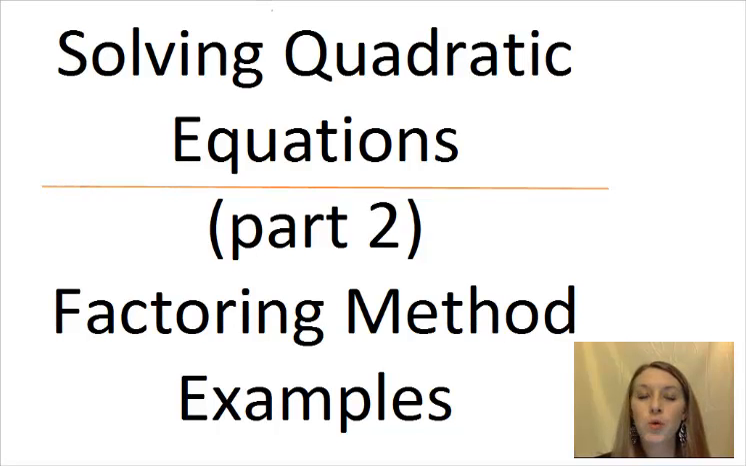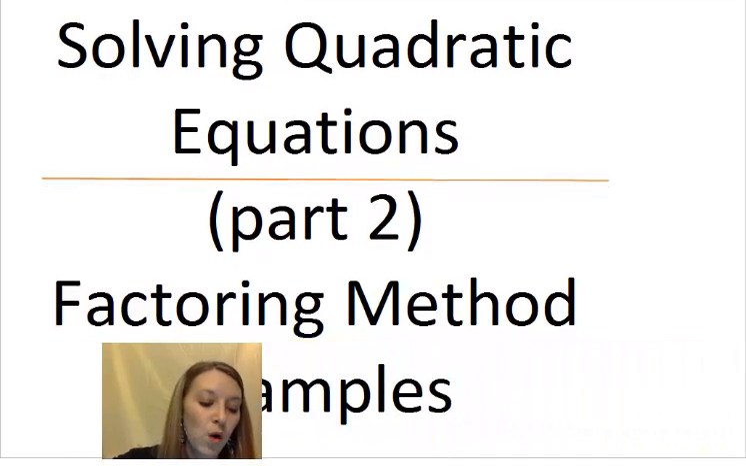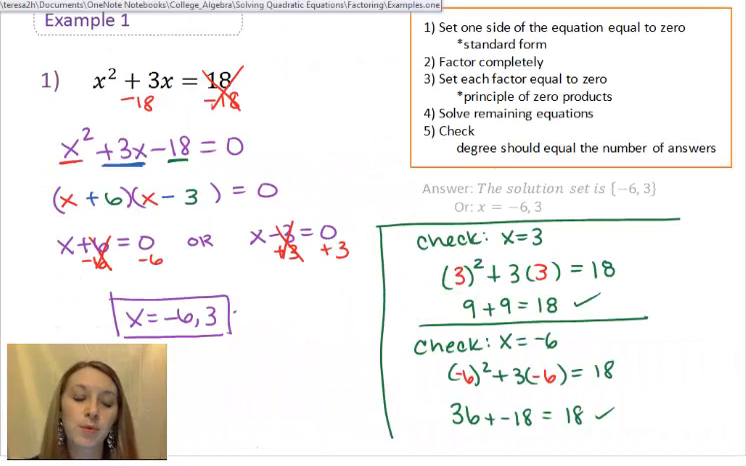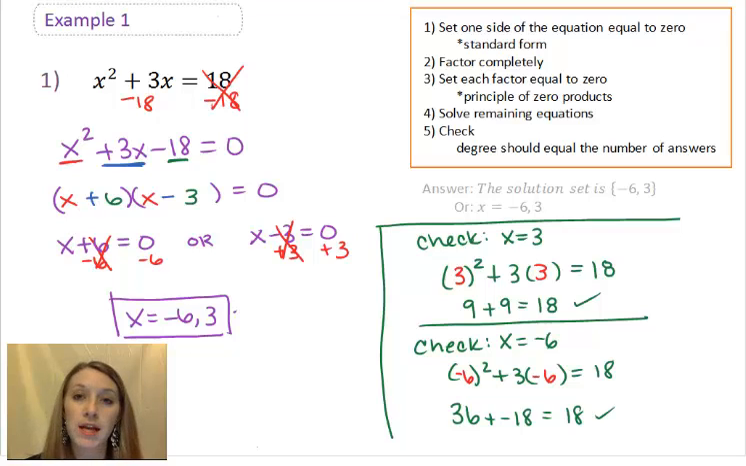Solving quadratic equations using the factoring method. And in this video, I'm just going to be doing a whole bunch of examples utilizing that method, the factoring method. In video 1, I showed one example, x squared plus 3x is equal to 18. And I showed you how to solve this one using the factoring method. We got the answers of x equals -6 and 3, and then we double checked them as well.